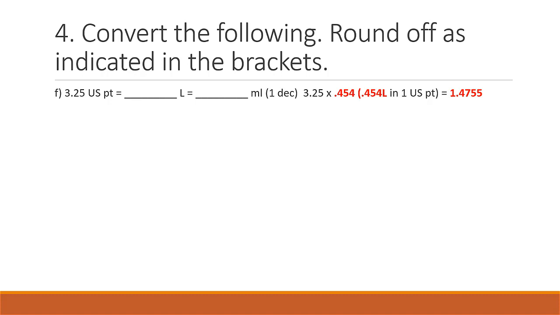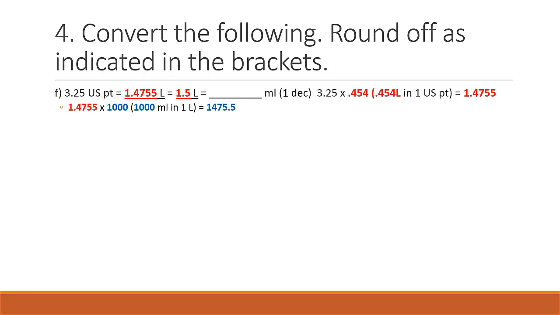Let's multiply the US pints by the equivalent of how many liters there are in a US pint. And there are 0.454 liters in a US pint. So let's multiply 3.25 times 0.454, and we get 1.4755. That's how many liters there are. Now, if we want to take that to one decimal place, of course, we look at the number immediately following the decimal, which is a 4, and that's followed by a 7, which allows it to round to 1.5. So that's how we get to where we want to go for the liters.